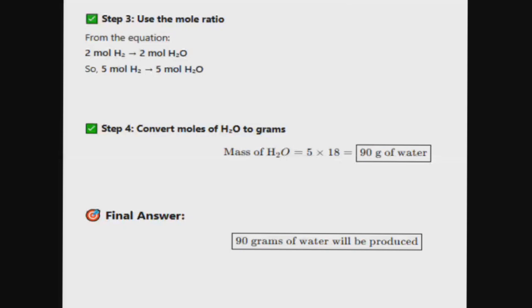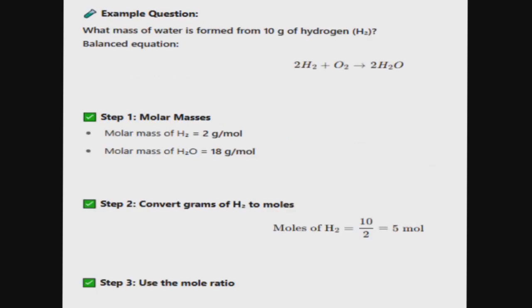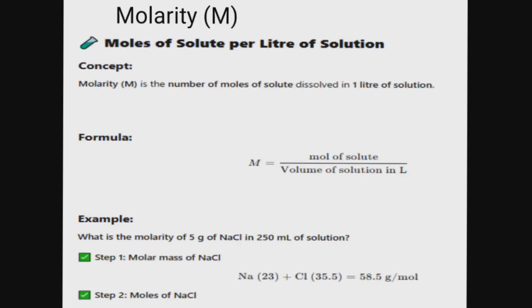So step 4 is to convert these moles of water back to gram, to convert the mole back to mass. So the mass of water is 5 moles of water we got from step 3 times 18, which is the molar mass of water, will give us 90 grams of water. So 90 grams of water is what we produce. So from this question now, you can easily say that 10 grams of hydrogen will give us 90 grams of water. I don't know if anybody is confused.